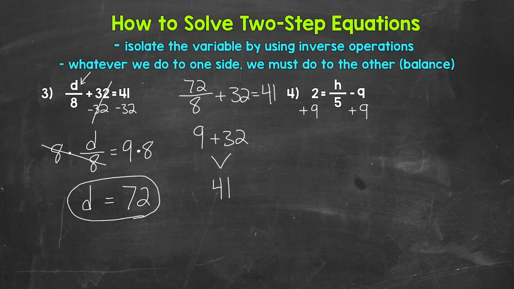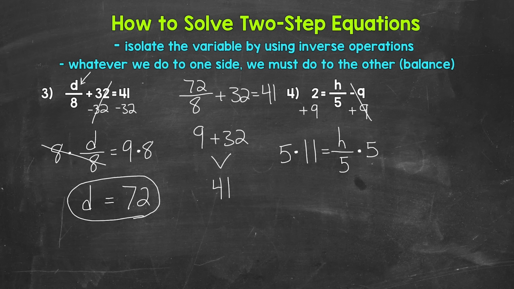Now, on the right side of the equation, we are subtracting 9 and adding 9. So those 9s cancel each other out. So we have h divided by 5 equals, and then on the left side, 2 plus 9 gives us 11. So h divided by 5 equals 11. So we are dividing h by 5. What's the inverse operation of division? Well, multiplication. So let's multiply the right side by 5. That means we need to multiply the left side by 5 as well.